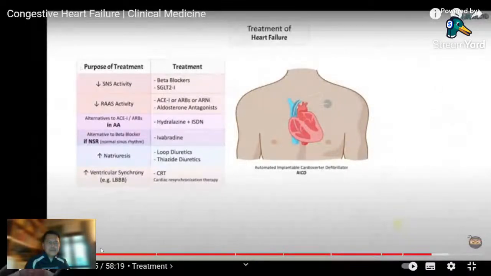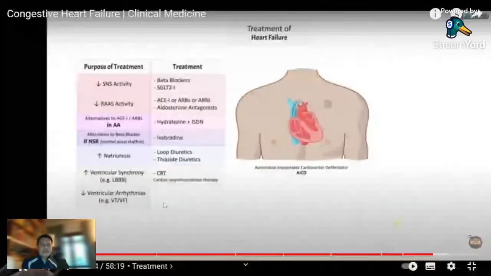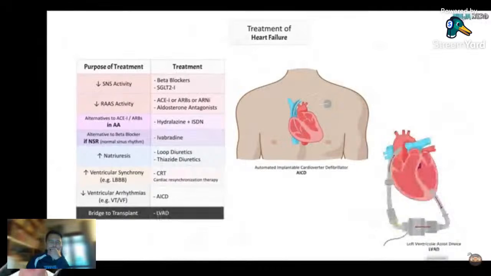If the patient has a left ventricular ejection fraction less than 35% and they have ventricular arrhythmias, they need to get an AICD. This will shock them if they go into VTach or into VFib and prevent them from going to arrest. If a patient is on all of these medications, they have device therapy, left ventricular ejection fraction is less than 25%, and they look like they're going to need a transplant, sometimes we will place something called an LVAD, a left ventricular assist device, which will take blood from the left ventricle and shunt it a different direction into the aorta to give that left ventricle some time to rest.